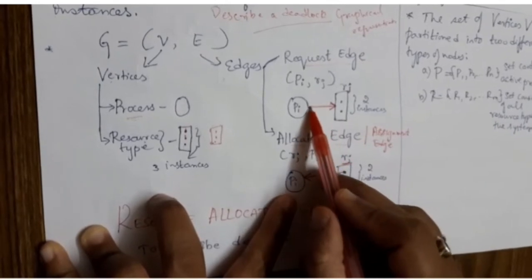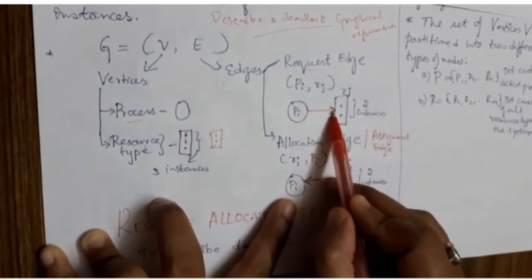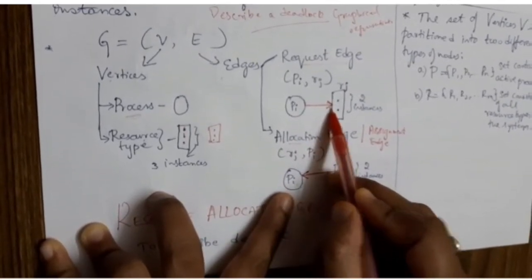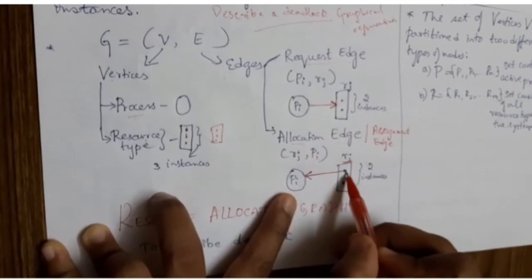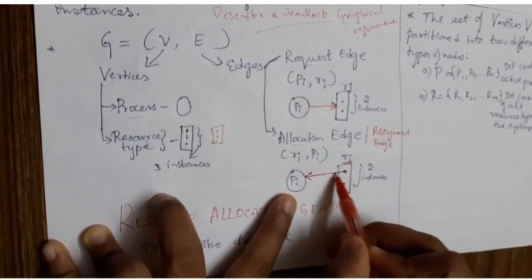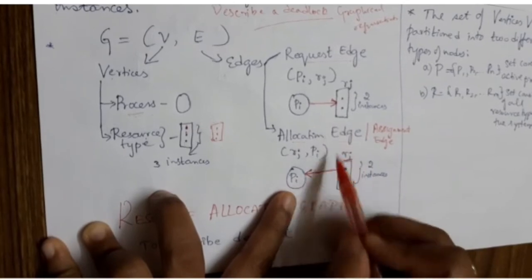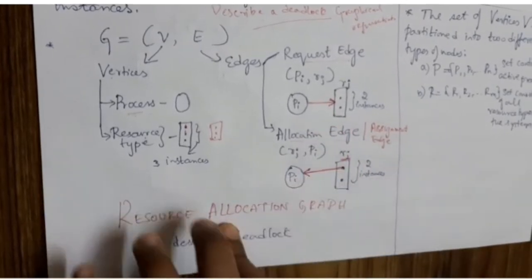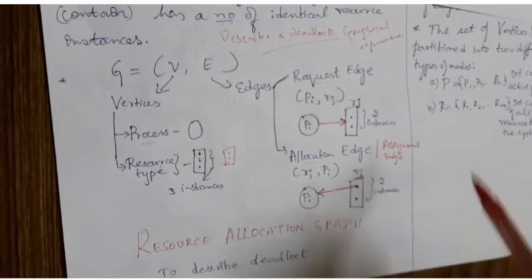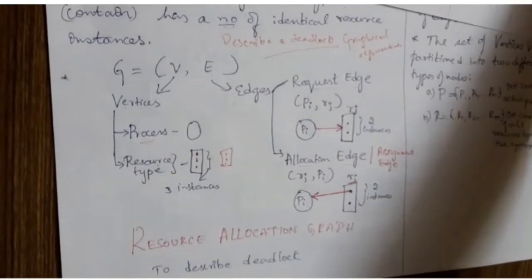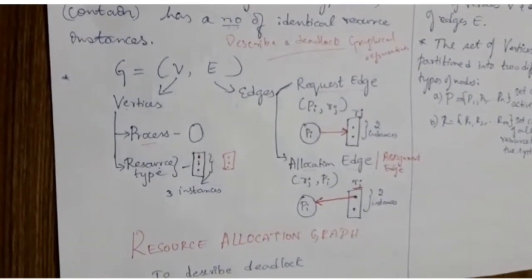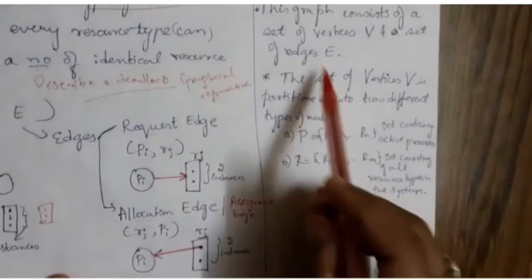Please observe here. Here you are trying to make the request. After requesting, it is being assigned. Please check the difference here, how to write the arrow marks. So this type of representation is called a resource allocation graph. That is what I have written here.